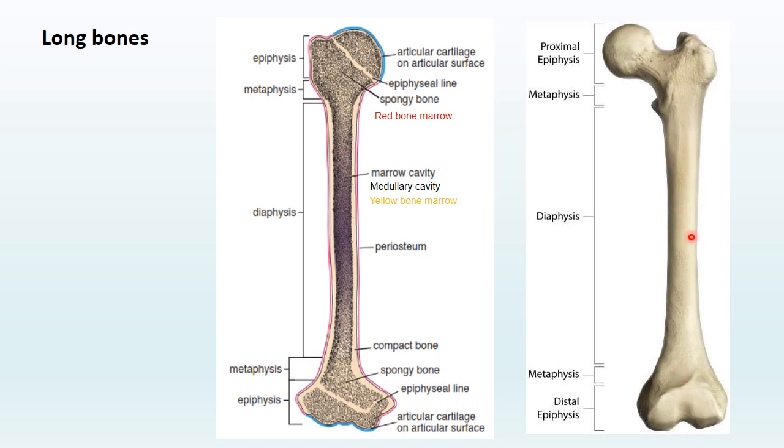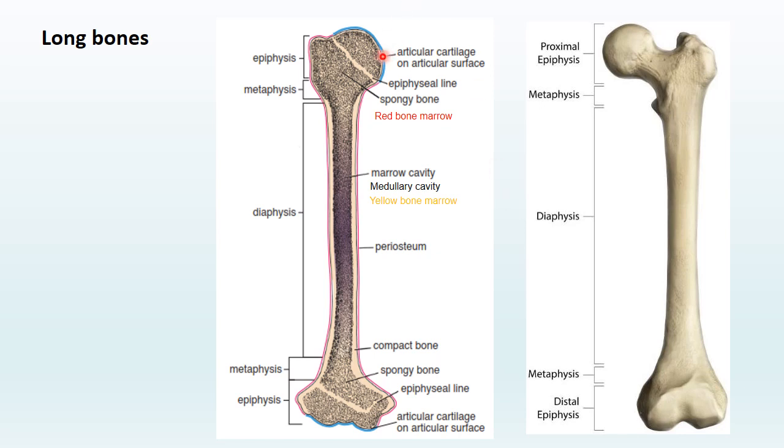The shaft part of the long bone is called diaphysis, while the area in which the epiphysis is connected to the diaphysis is called metaphysis. So we have proximal epiphysis, metaphysis, or also called proximal metaphysis, and we've got diaphysis, distal metaphysis, and distal epiphysis.